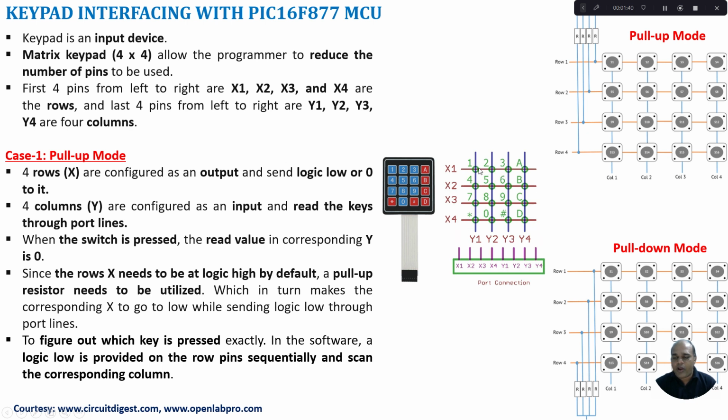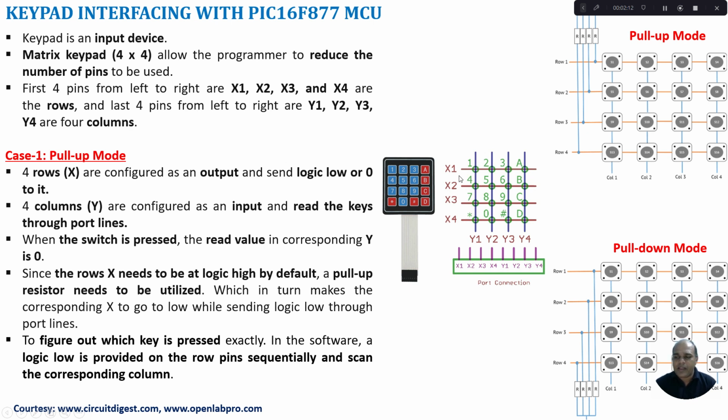At each point of intersection between a row and a column, we will have a switch. For example, when X1 interacts with Y1 at this point, we will have key 1. In the same way, when X1 interacts with Y2 at the junction point, we will have key 2. Similarly, we have 16 junctions, thereby we have 16 keys in a matrix keypad.